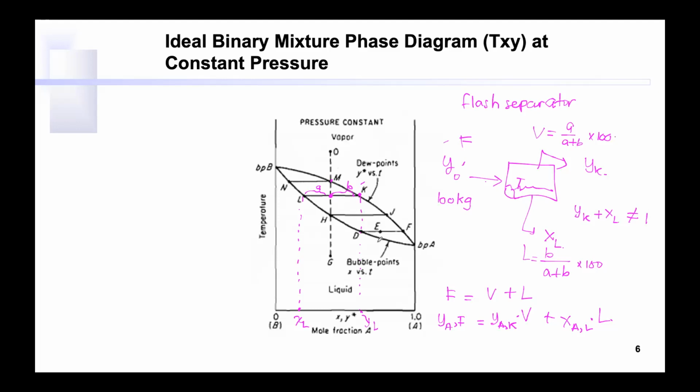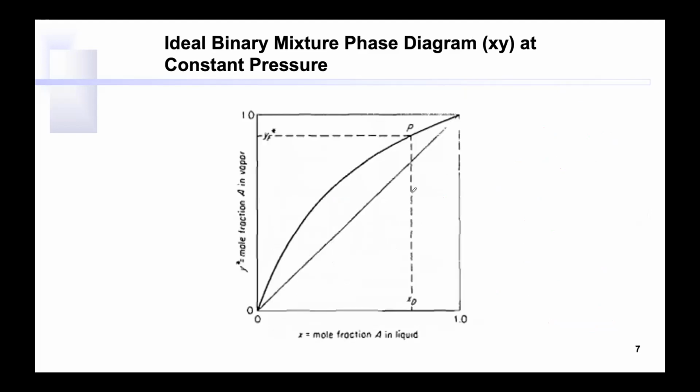Okay, the next one. This is the graph of Y and this is the graph of X, and then let's make a pair up to here. For the constant binary, if we plot X and Y at one point, it's going to look like this. So this is an ideal binary mixture phase diagram of the mole fraction of A in the liquid, or X, and also Y, the mole fraction of A in the vapor.